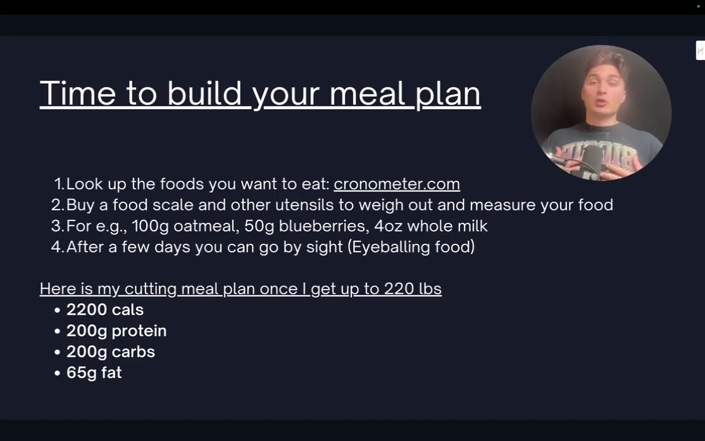Okay. So again, I want to put this into perspective for you guys so that it's easier to understand and digest. Here is my cutting meal plan once I get up to 220 pounds: 2,200 calories, 200 grams of protein, 200 grams of carbs, and 65 grams of fat. Here we go.